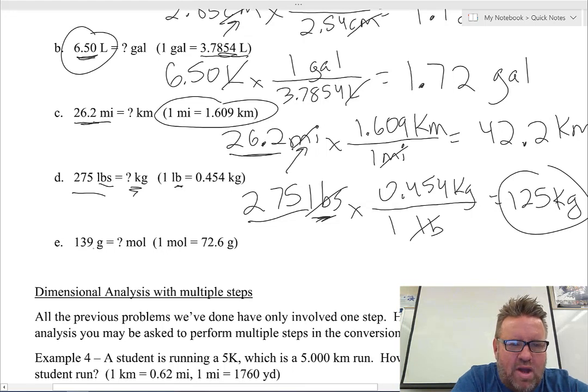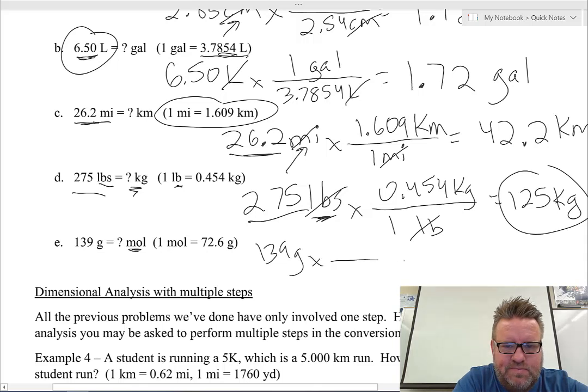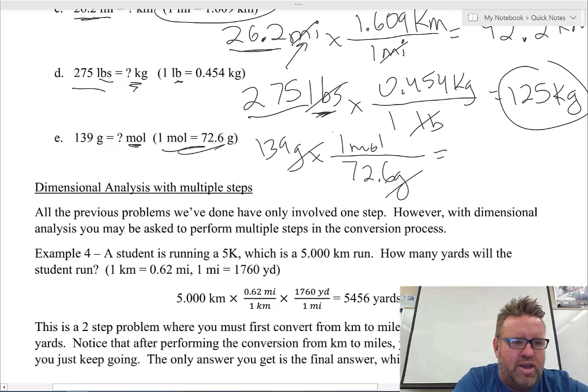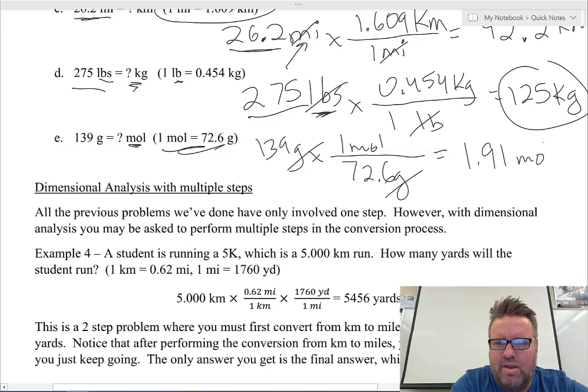Okay, and then our last one, 139 grams. We want to convert that to moles, whatever that is. 1 mole equals 72.6 grams. So we're going to go 139 grams, and we've got to put grams on the bottom, so grams will cancel. So we've got 72.6 grams on the bottom. We're going to put that 1 mole on the top because that's what it's equal to. The grams are going to cancel, and we take 139 and divide by 72.6. And with 3 significant figures, we get 1.91 moles.